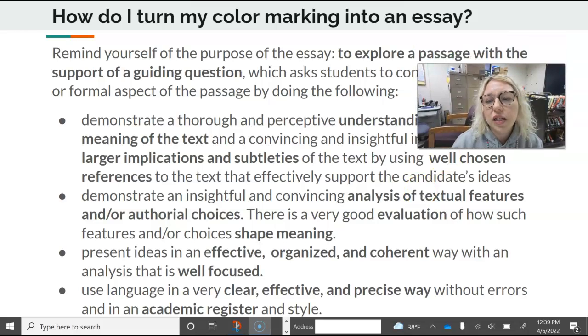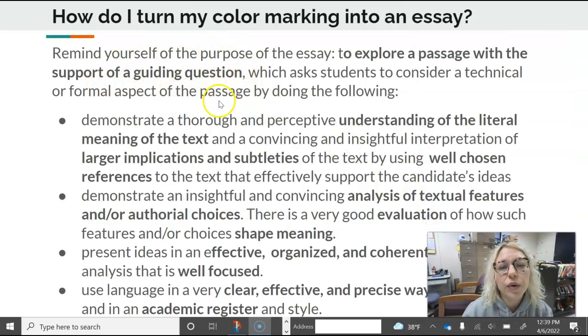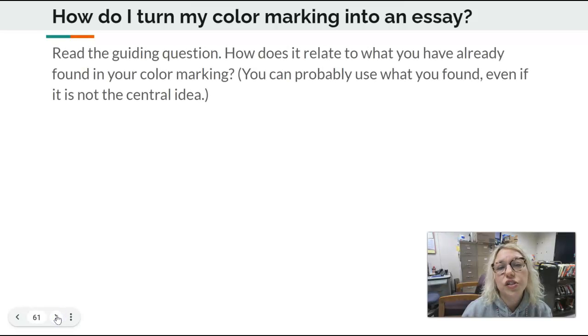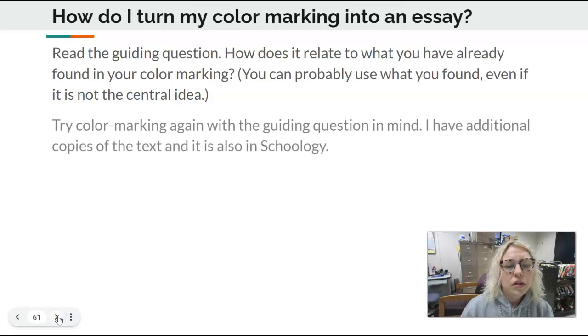All right, well, the first thing is the guiding question. The guiding question is supposed to help us make sense of the text. So let's take a look at how the guiding question can influence your essay or can help you actually organize your essay. Look at your color marking right now. Where do you see aspects of the guiding question in your color marking? You can probably use what you found either in 5.5 or in one of the previous lessons, even before you knew what the guiding question was, because it probably relates somehow. You just kind of have to figure out how.